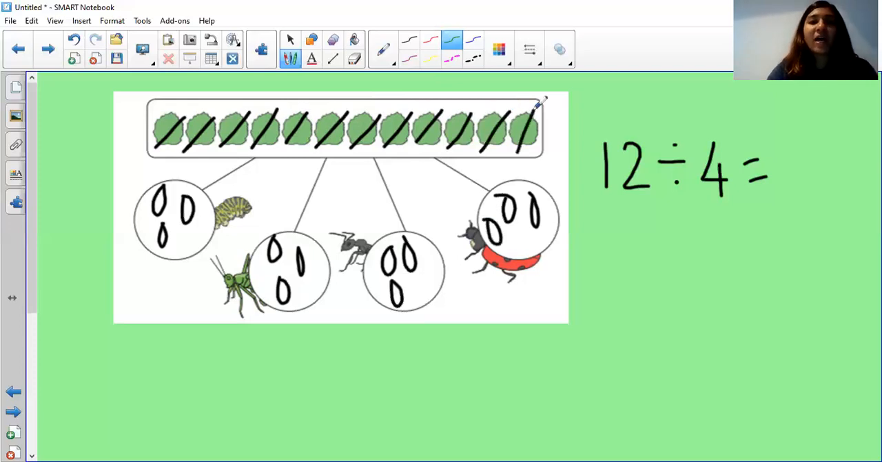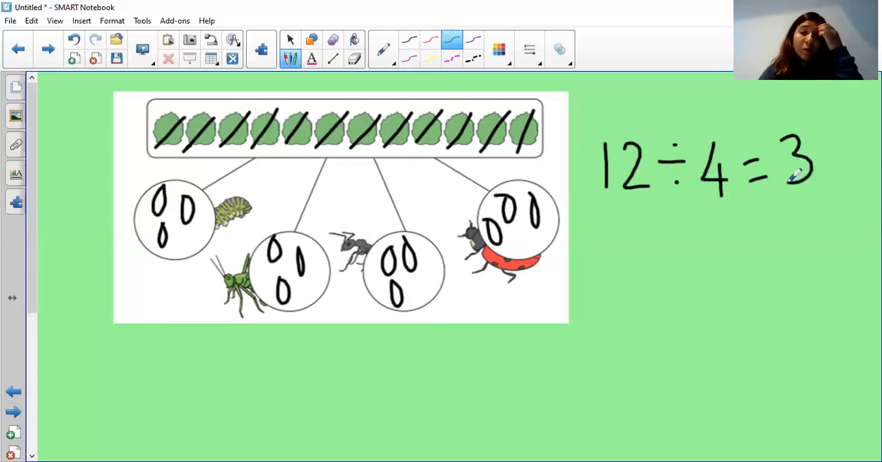Right, let's check whether each insect has an equal amount to make it fair. How many does a caterpillar have? 3. How many does a grasshopper have? 3. How many does the ant have? 3. And the ladybird? 3. Are they equal or are they not equal? They are equal, so it's fair. So 12 divided by 4 equals 3.